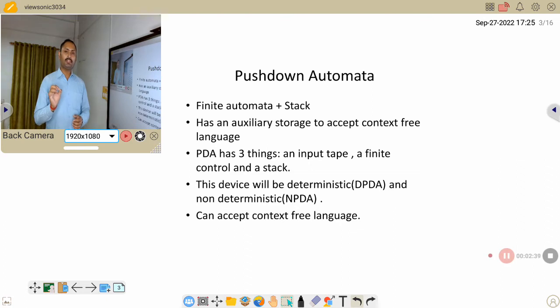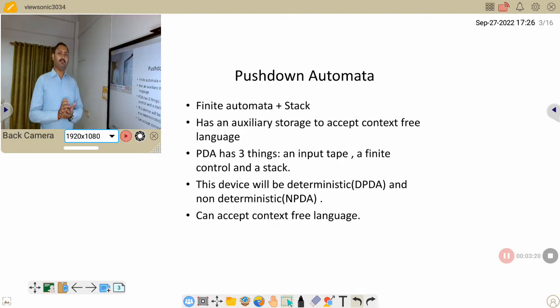Now the question may come why we need this special data structure known as the stack. Because addition and deletion of any input symbol is very easy by using a stack. That is why we accept stack as a data structure in pushdown automata. So this is our first point, that pushdown automata is a combination of finite automata and stack. And the second point says that it has an auxiliary storage to accept a context-free language.